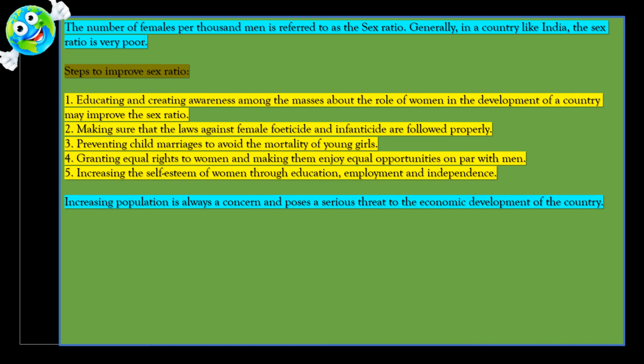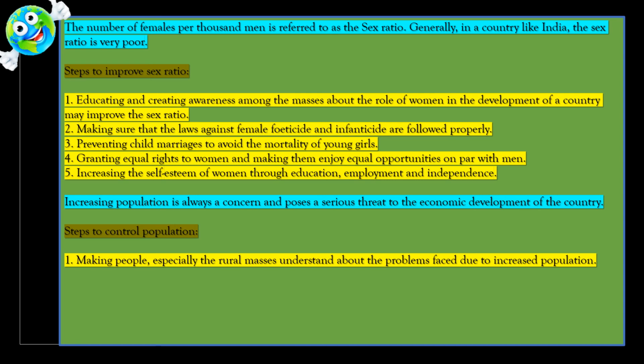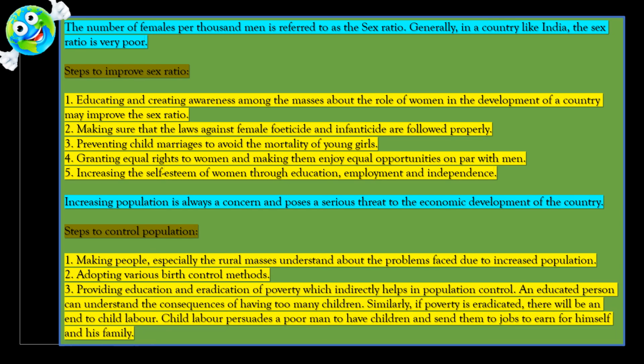Now, let's see how we can curb the population growth. Increasing population is always a concern and poses a serious threat to the economic development of the country. Now, what are the steps to reduce the growth of population? Making people, especially the rural masses, understand the problems faced due to increased population, adopting various birth control methods, providing education and eradication of poverty, which indirectly helps in population control.